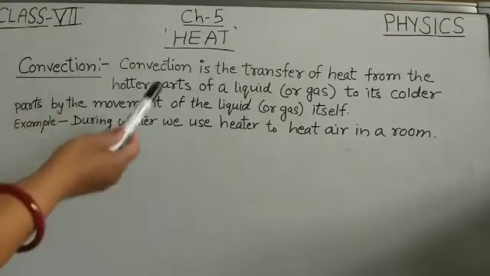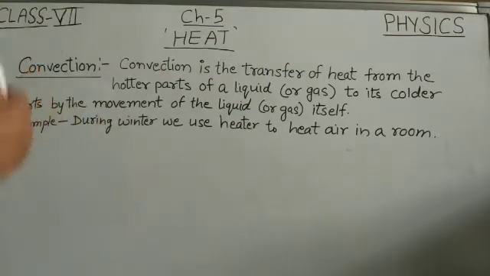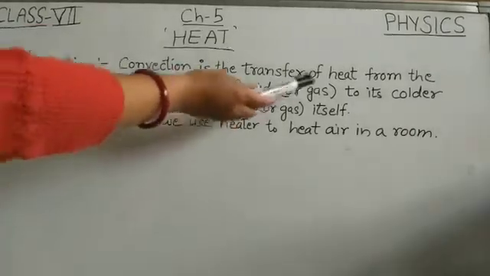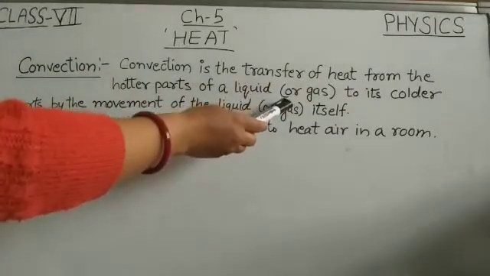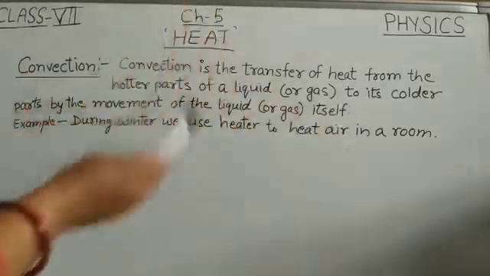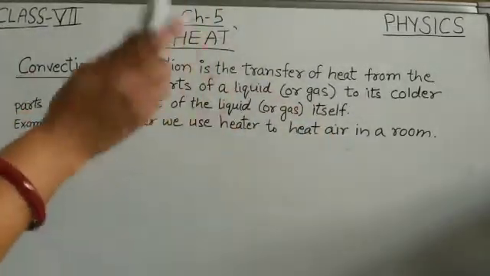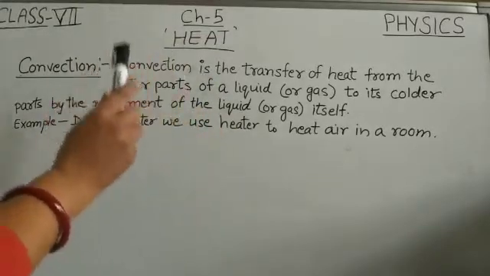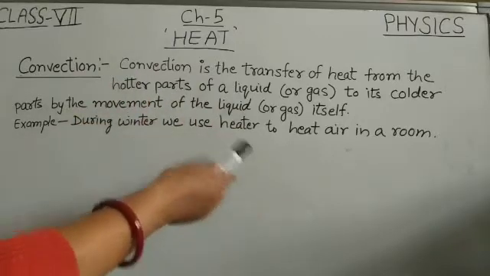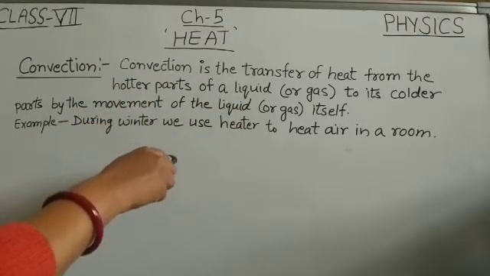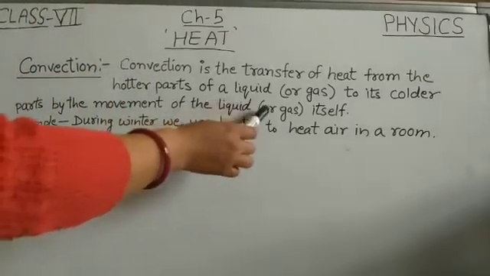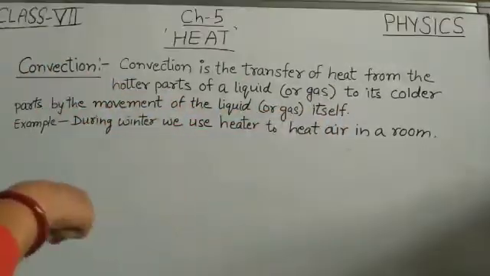Now children, the second method of heat transfer is convection. Convection is the transfer of heat from the hotter parts of a liquid or gas to its colder parts by the movement of the liquid or gas itself. Now children, see the difference. In conduction, particles were vibrating, but there is no actual movement. Particles were at their own place in conduction, but in convection, the movement of the liquid or gas itself means particles are moving.